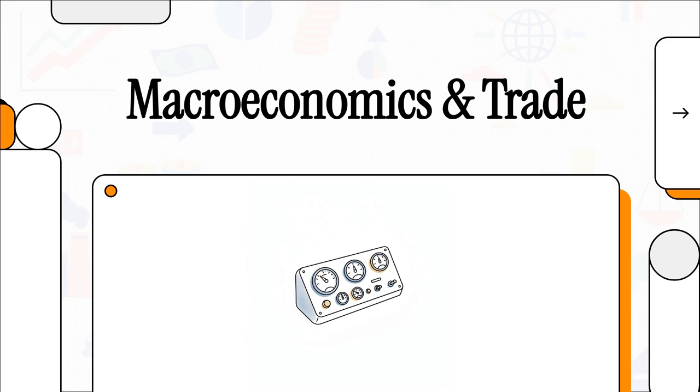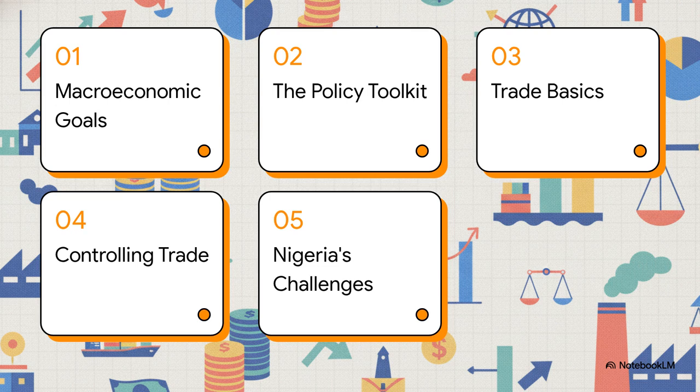In this explainer, we're going straight to the source material to decode that manual. We'll look at the domestic dials governments turn, and then we're going to zoom out to see how they navigate the turbulent waters of international trade. Okay, let's dive right into this.